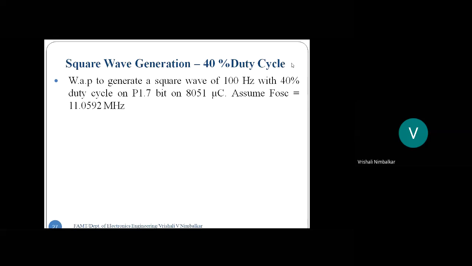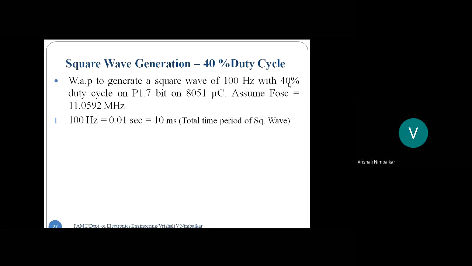Right? Now let us find out. The frequency given to us is 100 Hz. So let us find out the time period of a single square wave. Right? So when I say 100 Hz frequency, 1 upon 100 Hz will give me the time. So 1 upon 100 is 0.01 seconds. I am converting it to milliseconds. So 0.01 seconds will be 10 milliseconds. So the total time period of one square wave is 10 milliseconds.